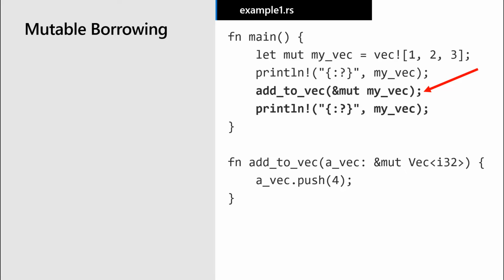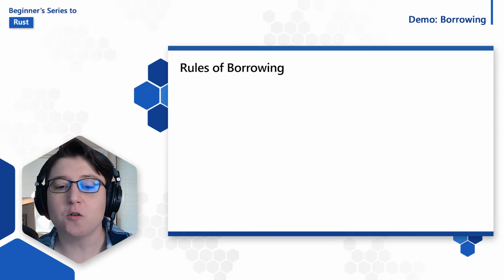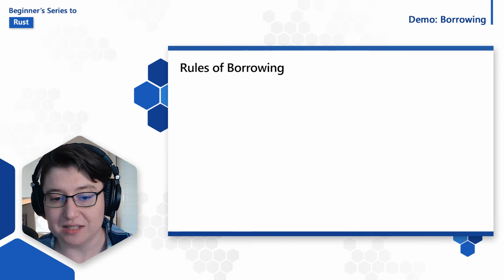Notice that I need to specify that the reference is mutable when I pass it. And then let's print out the vec again. And when we run this code, we see both the original vector and the mutated vector printed out. The add2vec function was able to take a mutable reference to a vector, then mutate the original vector through that reference. Like with ownership, there are rules for borrowing in Rust.